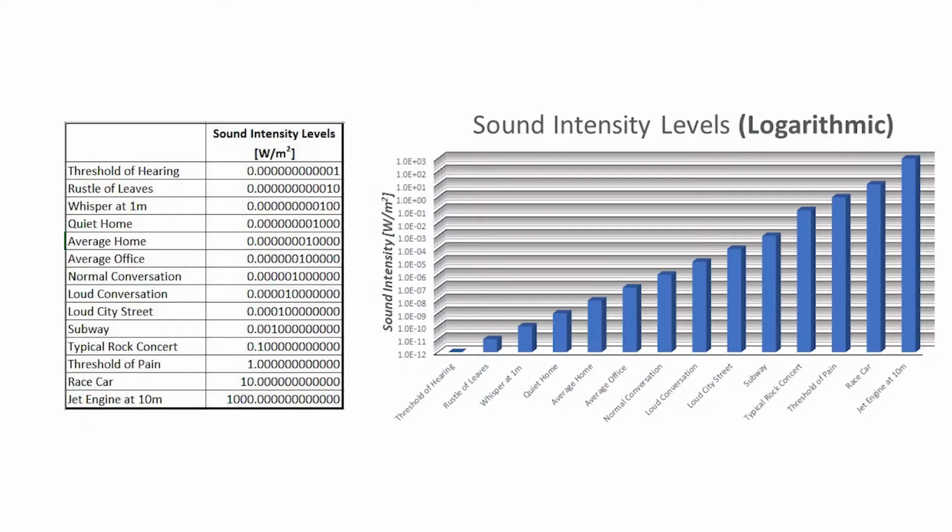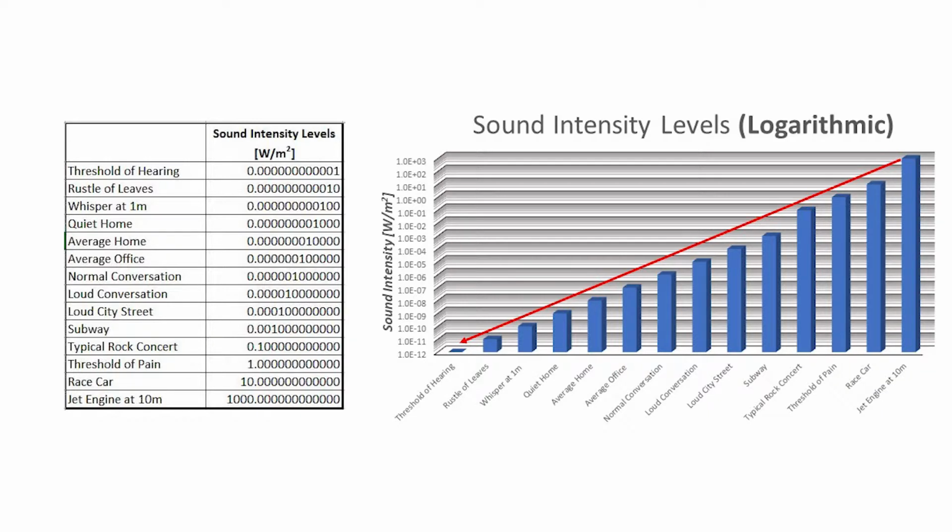If we plot these sound intensities on a logarithmic scale, this is going to be more reflective of how our ear perceives this spectrum of sound intensities. So now, as you see, this is more typically how we hear. If you go from the threshold of pain to a typical rock concert down to the threshold of hearing, you see how that's more along the lines of how we hear.